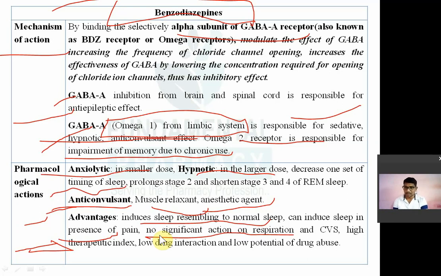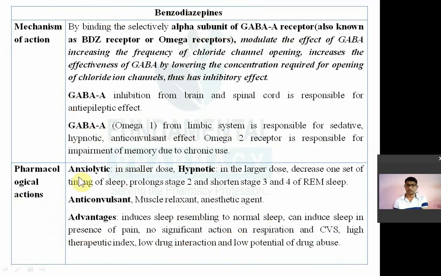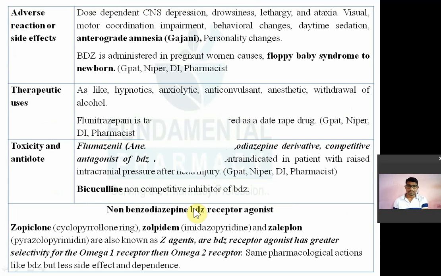They have less cardiovascular effect. They have a high therapeutic window, whereas barbiturates have a narrow therapeutic window. Barbiturates also have drug-drug interaction problems, but benzodiazepines have low drug interactions and low potential for drug abuse. Barbiturates have a high potential to cause drug abuse. This was the pharmacological action of your benzodiazepines.